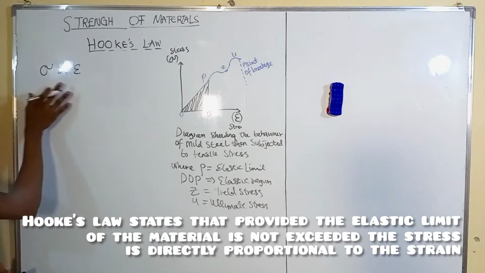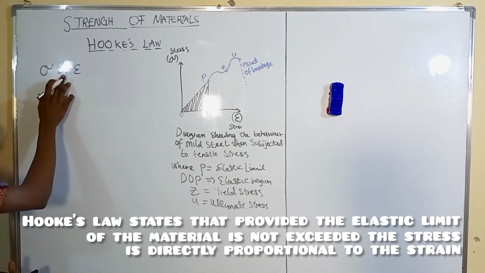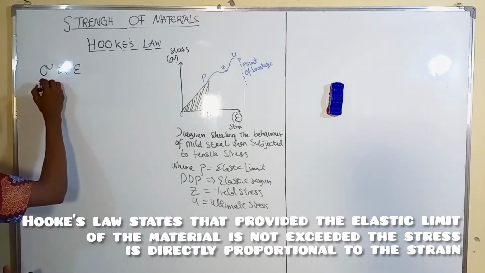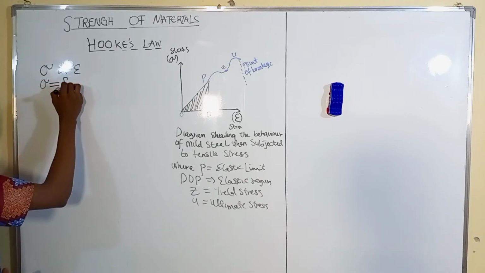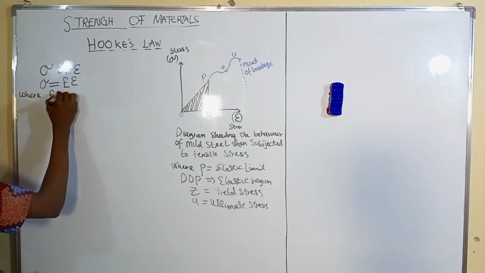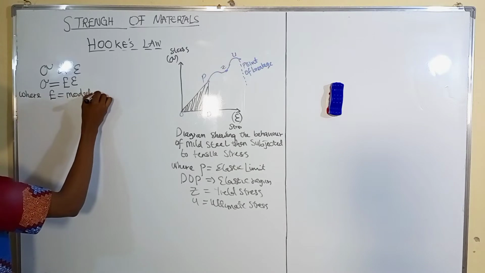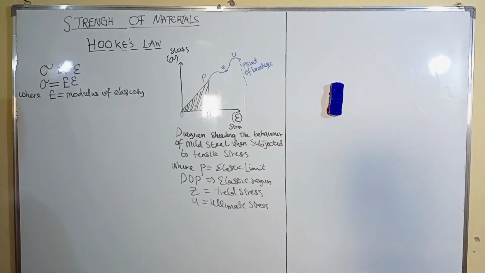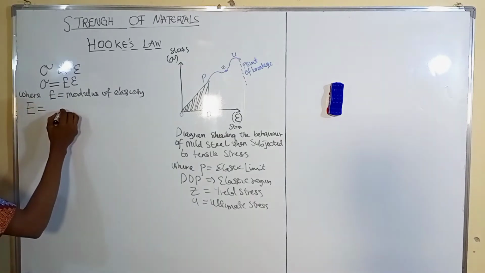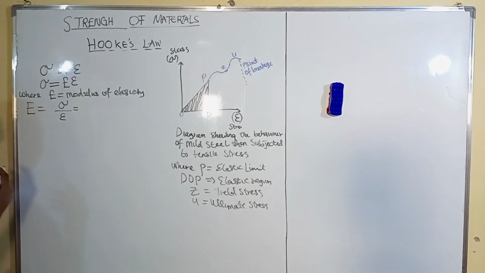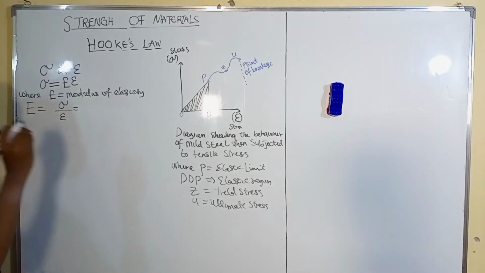Now, of course, in mathematics, where you have a proportionality sign, for you to remove this proportionality, you introduce a constant. So we introduce a constant, and we have that the stress is equal to E times strain, where E is called the modulus of elasticity. Now, let's make the modulus of elasticity the subject of the formula. So we have the stress over the strain. Take note, this constant is called the Young modulus constant.